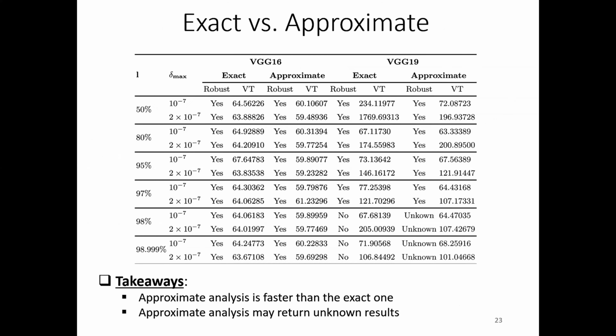This table shows the comparison between the exact and the approximate analysis on VGG networks on a single image. From the table, you can see that the approximate analysis is faster than the exact one. However, the approximate analysis might return unknown results in some cases because its reachable set is an over-approximation and conservative. So there are some cases where it cannot verify whether the network is robust or not.